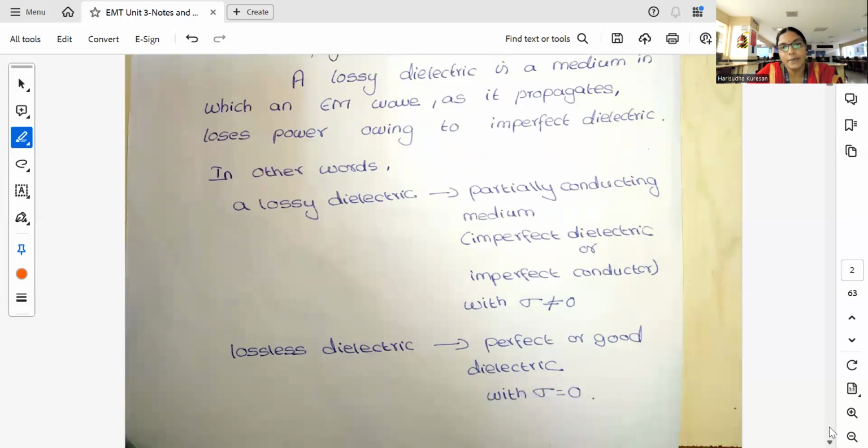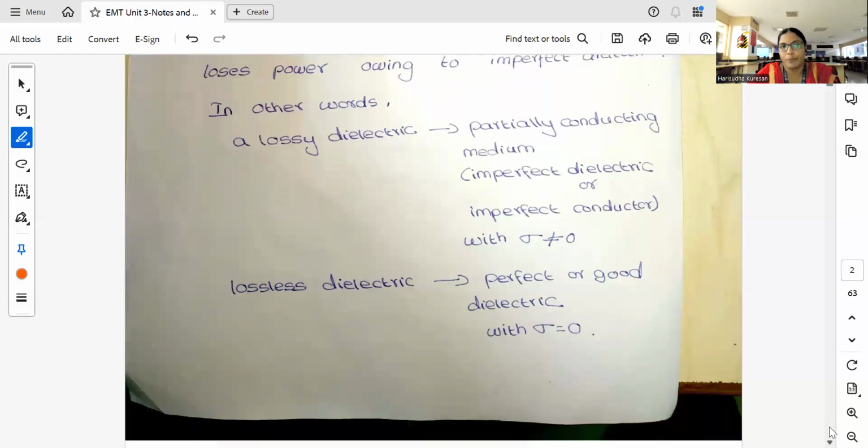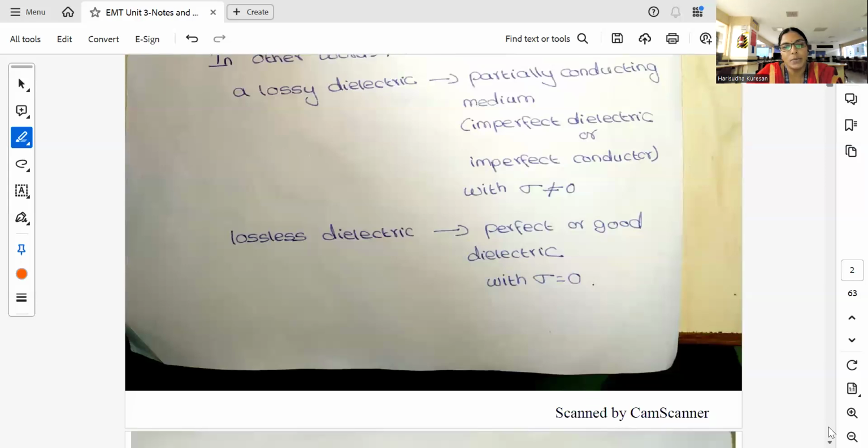Now we have seen what a lossy dielectric is. Now we'll see what a lossless dielectric is. When we say a lossy dielectric is an imperfect dielectric or an imperfect conductor, obviously the lossless dielectric will be a perfect or a good dielectric with conductivity sigma equal to 0.